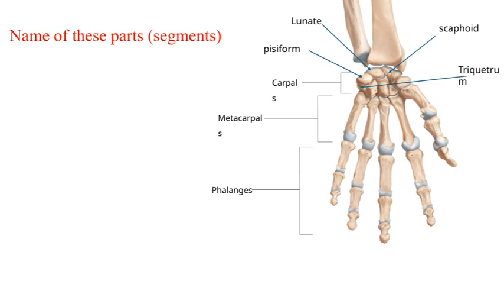Moving beyond the wrist, we have the phalanges, which are the finger bones. These are the bones that make up our fingers themselves. Then, we have the metacarpals, the bones that connect the wrist to the fingers, providing support and structure for the hand. Lastly, all of these bones together make up the carpals, metacarpals, and phalanges, the main segments of the hand.